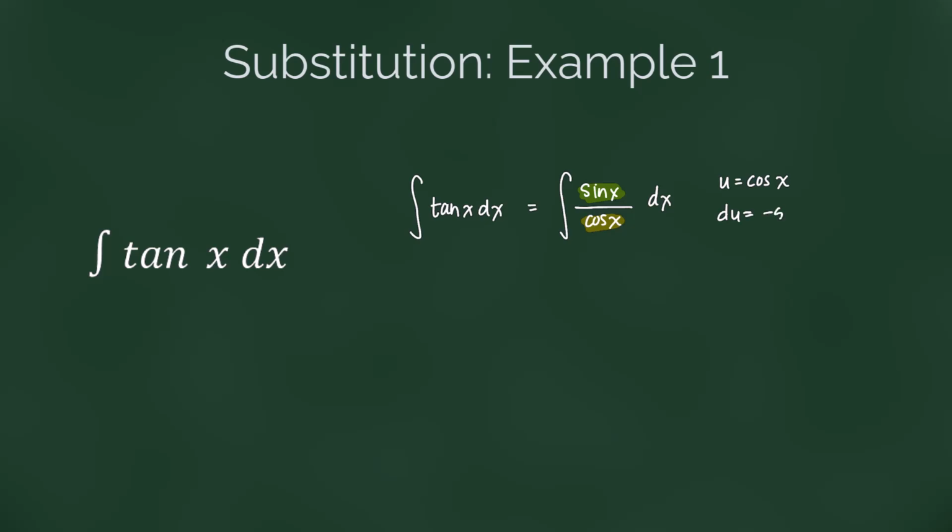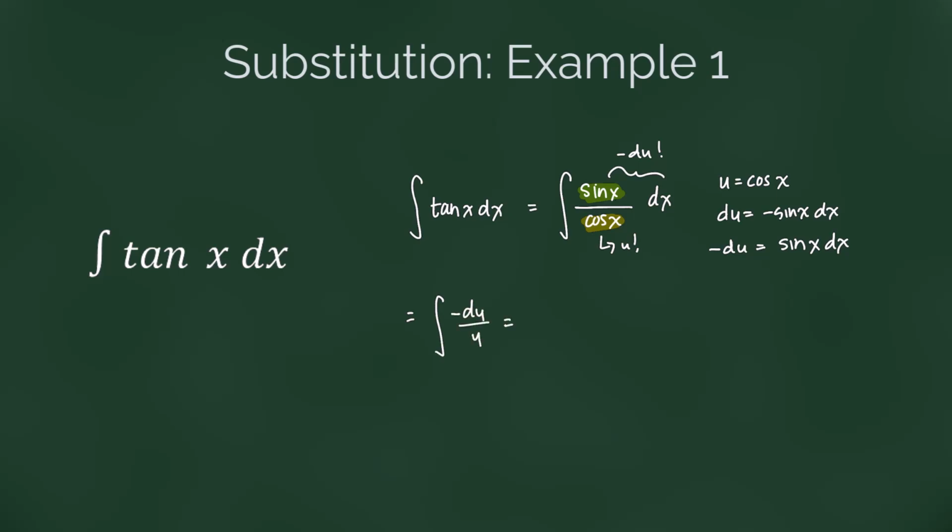We'll take the derivative of that. We get du is negative sine x dx. If we divide both sides of that by negative 1, we get negative du is equal to sine x dx. We can now make our substitutions. We're going to replace cosine x with the thing that it's equal to, which is u. We'll replace sine x dx with the thing that it's equal to, which is negative du.